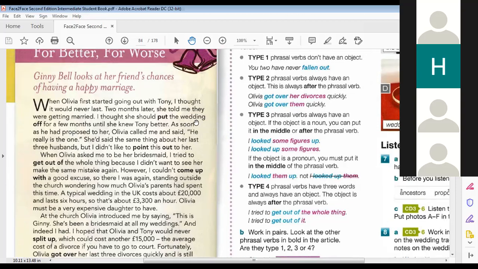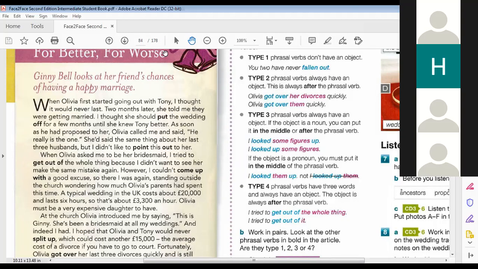Which type is this? Put off. Type 1, 2, 3, 4? What do you think? Hajar, yes? Type 3. Correct. Why do you think it's number 3? How did you know? Because they write the object in the middle. Exactly. Because we can put the object in the middle. The wedding came between put and off. So you're right. That's correct. So put off, it's type 3. Very nice.